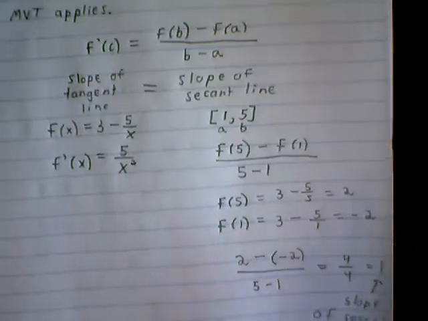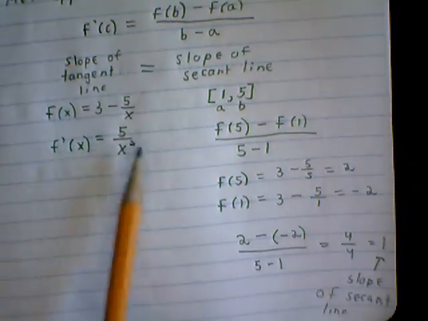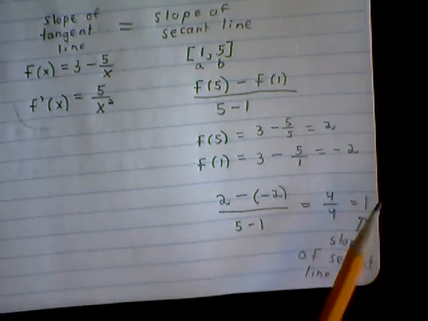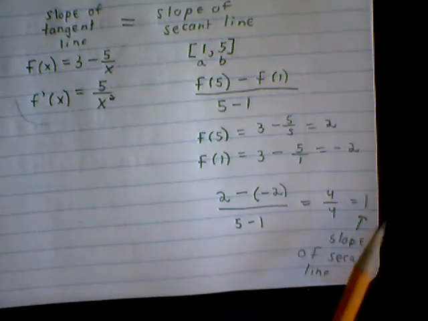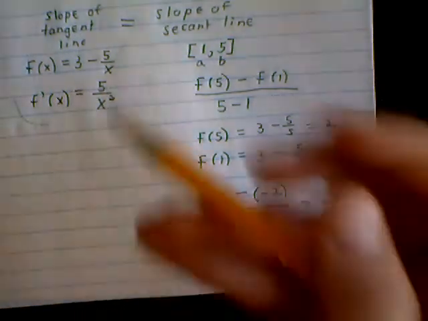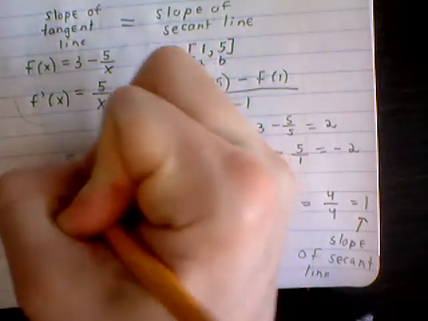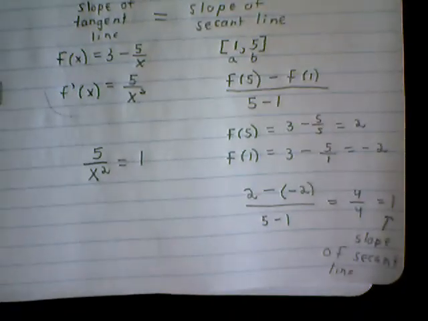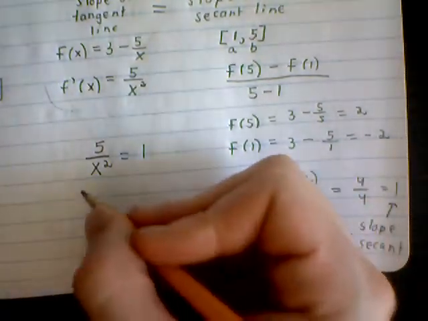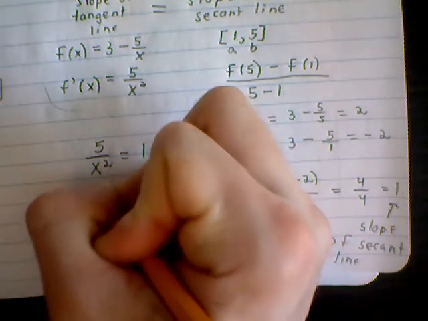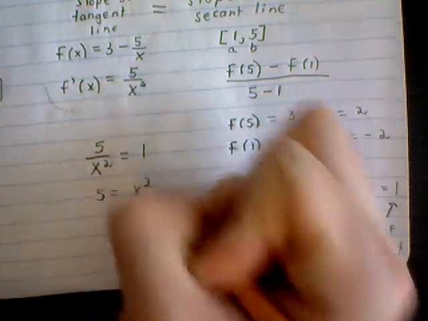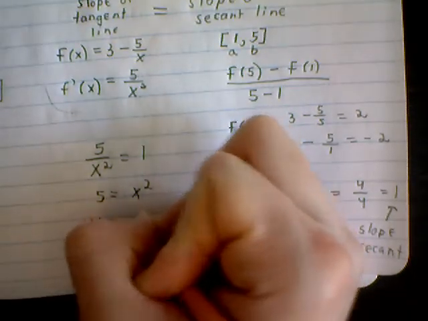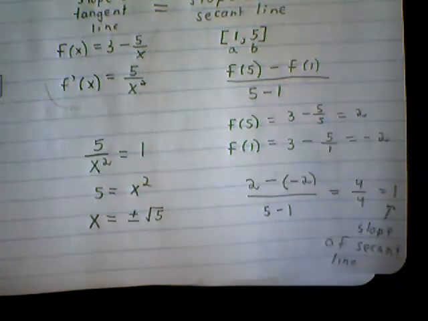So now the mean value theorem is saying that the instantaneous rate of change, the slope of the tangent line, has to equal the slope of the secant line. So I can take these and set them equal. So 5 over x squared equals 1. Let's solve for x. Multiply both sides by x squared. I get 5 equals x squared. Take the square root, and x equals plus or minus the square root of 5.